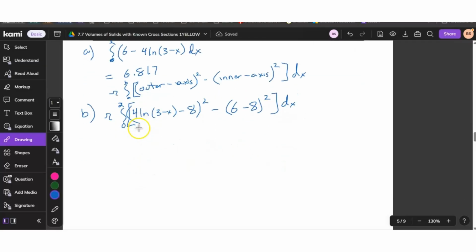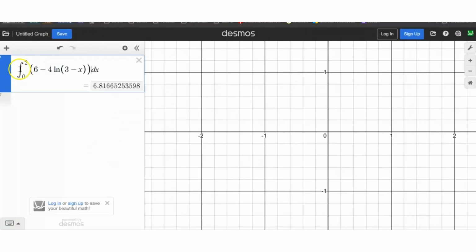Okay. And, yeah, we're not going to do that by hand. We're going to put it in our calculator. All right, so this is going to be pi, this will be that minus 8 squared, minus. So what is 6 minus 8? Negative 2, so we can just put negative 2 squared.